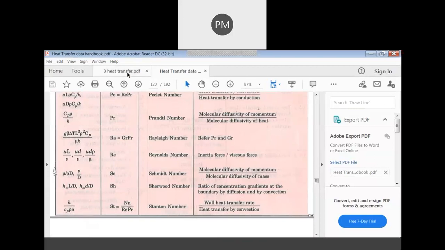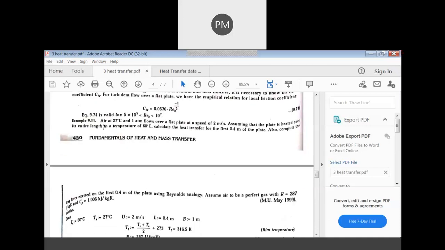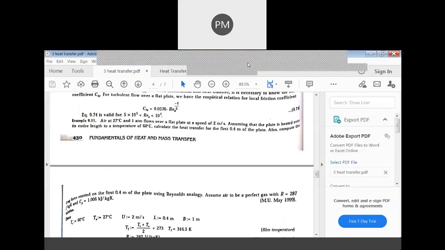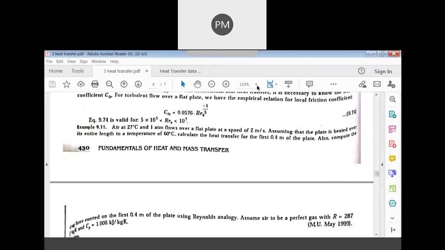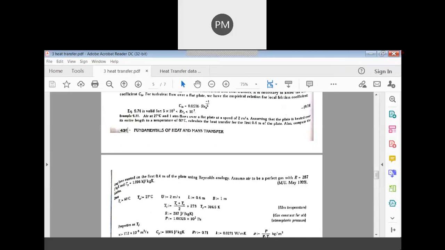So we will solve a problem based on Reynolds analogy. Okay, let's start. Air at 27 degrees Celsius and 1 atmosphere flows over a flat plate at a speed of 2 meters per second. Assuming that the plate is heated over its entire length to a temperature of 60 degrees Celsius, calculate the heat transfer for the first 0.4 meter of the plate. Also compute the drag force exerted on the first 0.4 meter of the plate using Reynolds analogy.